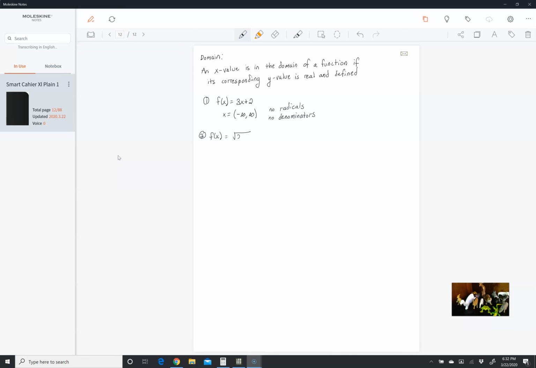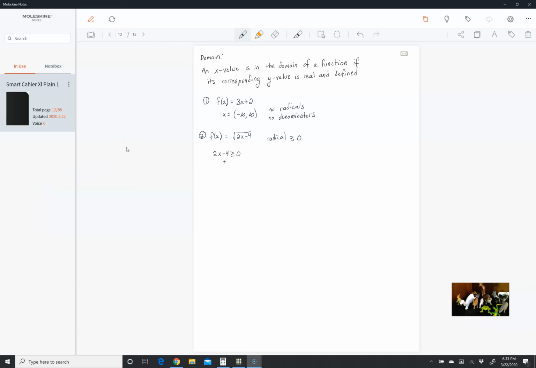So let's take the square root of 2x minus 4. So there's a radical. Our radical has to be greater than or equal to 0. So we're going to set up an inequality: 2x minus 4 is greater than or equal to 0. In other words, anytime that we see a radical, what's under the radical has to be greater than or equal to 0. Square root of 0 is 0. That's fine. But the square root of a negative number is not real, and we need it to be real.